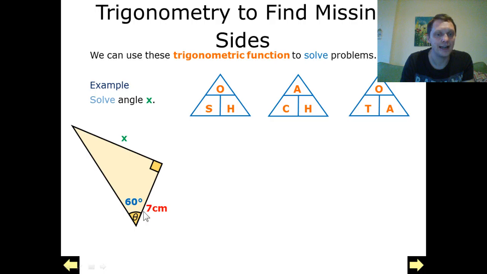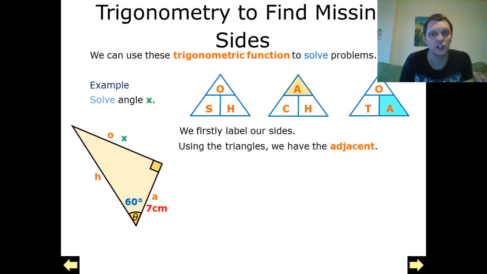Here we've got our last example. So solving x, and this time x is the opposite. And we've confirmed that by first of all labeling. And we've got our hypotenuse and we've got our adjacent. We've got no information for our hypotenuse, so we're not going to be using any triangle which has got hypotenuse in this. We've got a length for the adjacent. We're looking to solve the opposite, so we're going to be using our tan or tangent.